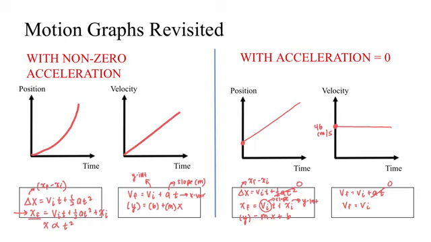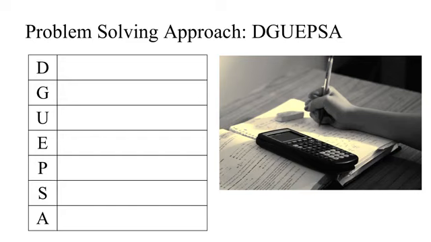So there you have it, motion graphs revisited with your kinematic equations. If you're ever asked to construct a detailed graph, you can use these equations, you can plug in points for time into these equations and then plot them appropriately. I'll introduce our problem-solving approach then using these equations.